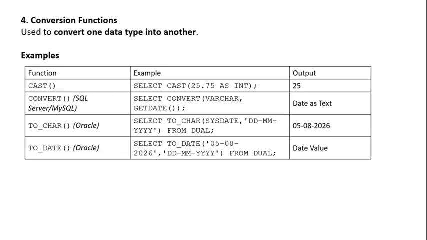And fourth, built-in data type conversion functions are used to convert one data type into another. First is CAST: SELECT CAST with 25.75 as an integer, so the floating value is converted to an integer, and the output is 25.